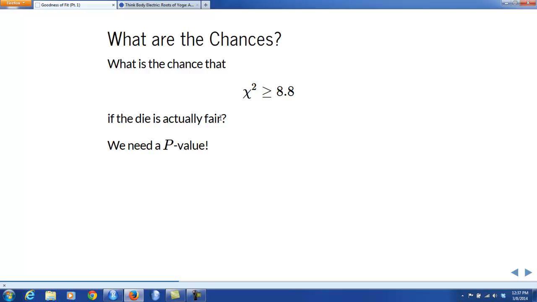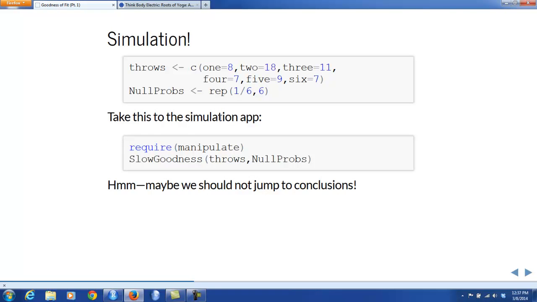So we wonder, what's the chances that chi-square would turn out to be 8.8 or more if the die is actually fair? Well, you need a p-value here. We could approximate the p-value through simulation. What we need to do is create an R object that gives us the observed counts.